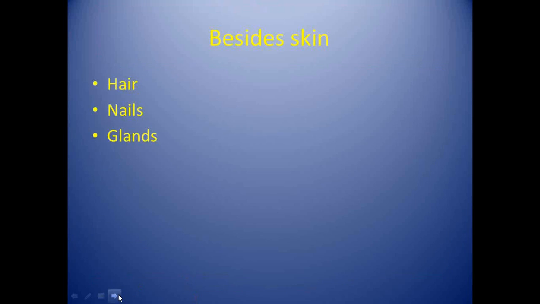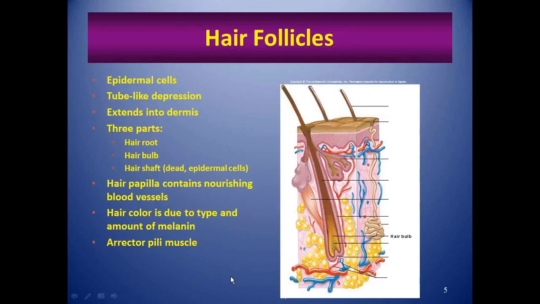And so, as I mentioned, besides the skin, hair and nails are a big part of the integumentary system. Some of the glands are also discussed here as well. When we talk about the hair follicles themselves, you can actually get into some more detail with those. We do have some epidermal cells present. We're talking about the hair going all the way through the epidermis and dermis.